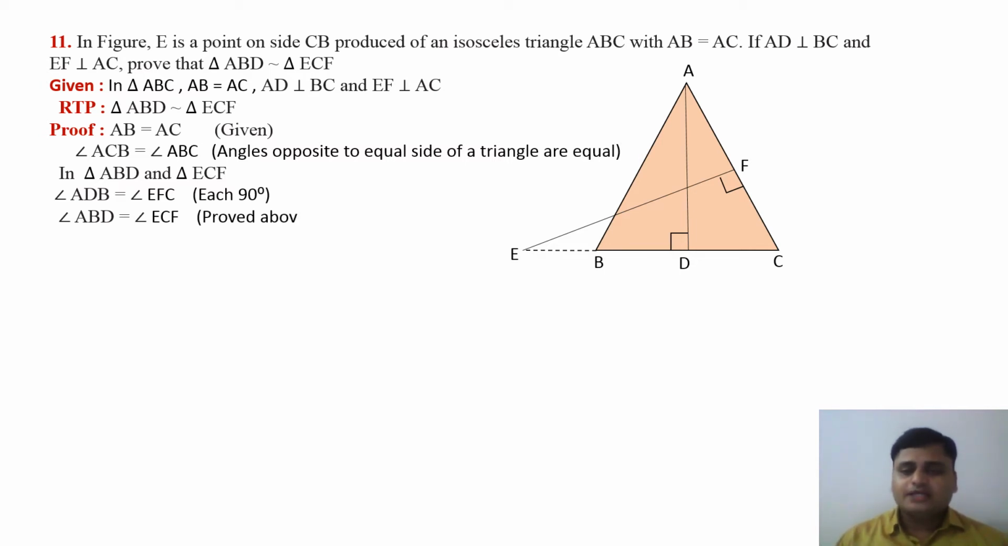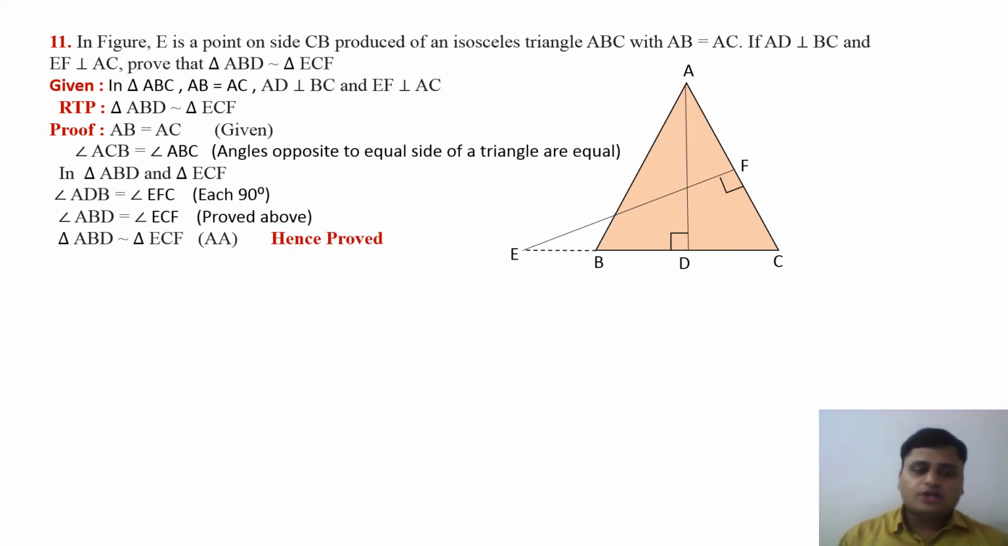So these two triangles become similar by angle similarity. That is, triangle ABD is similar to triangle ECF by angle similarity. In this way we will prove this question.